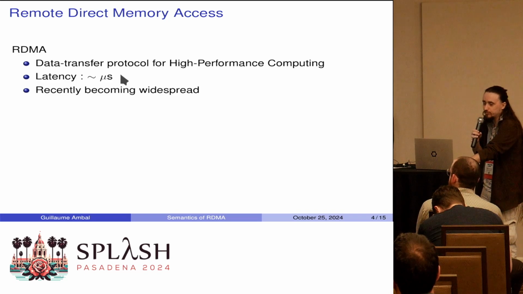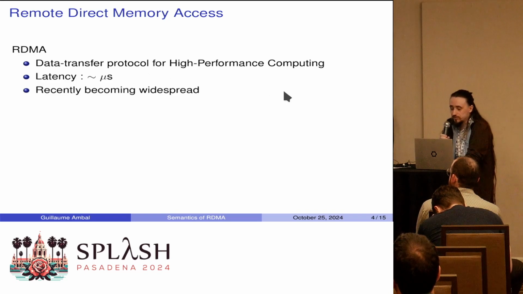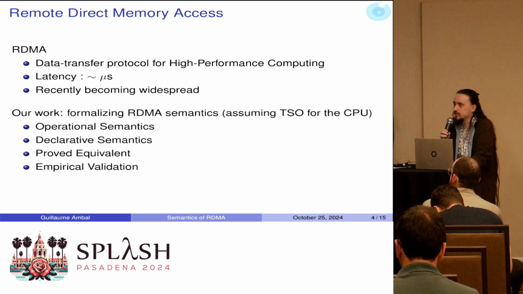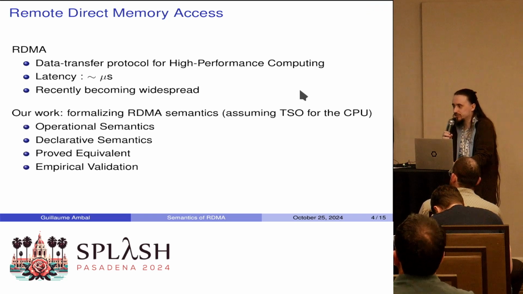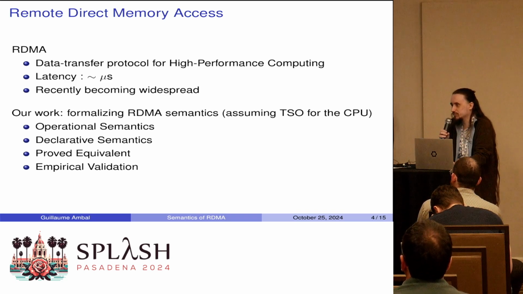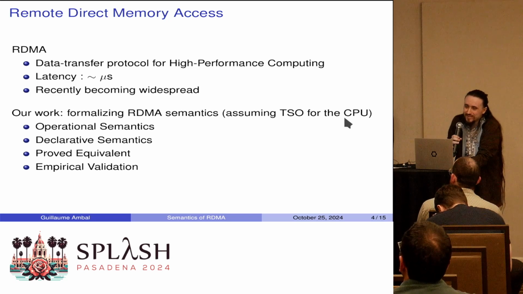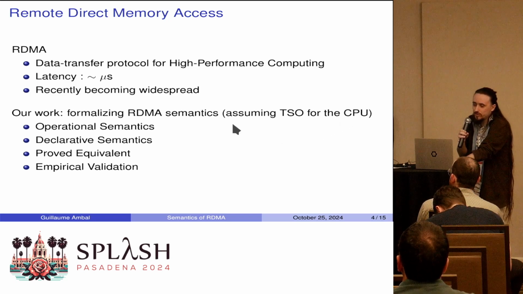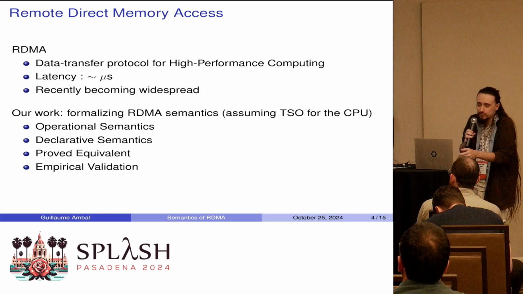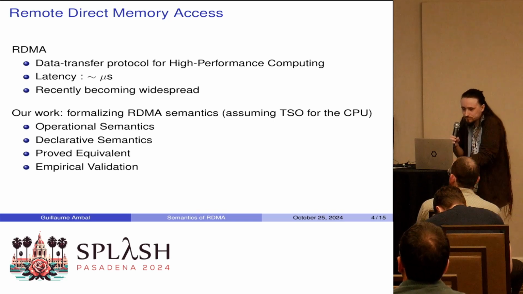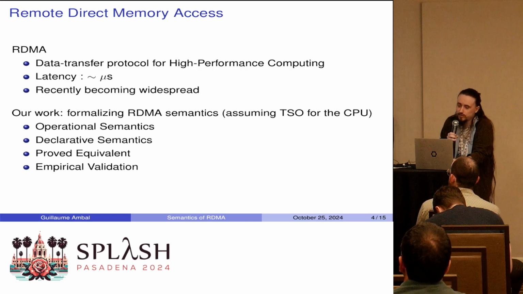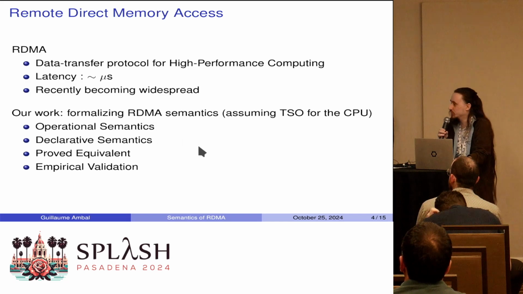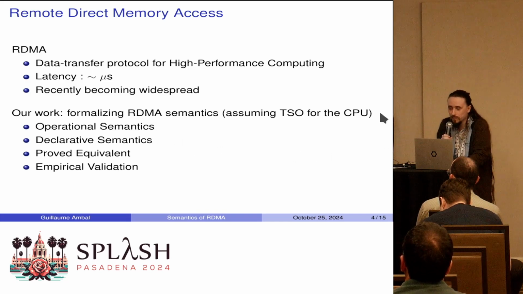So that's very performant. So that sounds good, but the issue is that RDMA was developed by engineers, and so it was created not to make sense, but to go fast. And so our job was to make sense of it. And even if it's like 20 years old, basically we have the first formal mathematical definition of the semantics of what is supposed to happen. And so we developed an operational semantics, also a declarative semantics, proved equivalent, and we did a bit of testing.